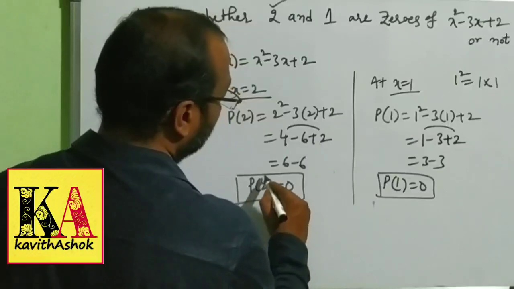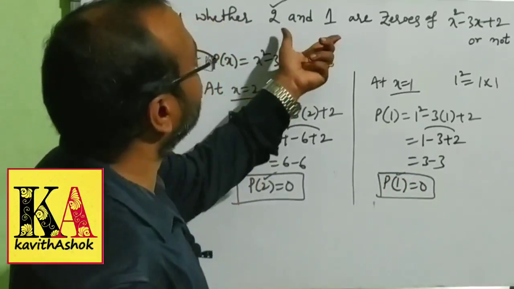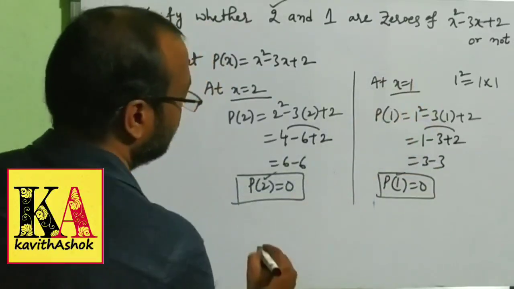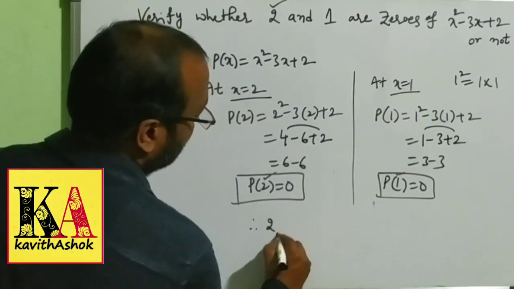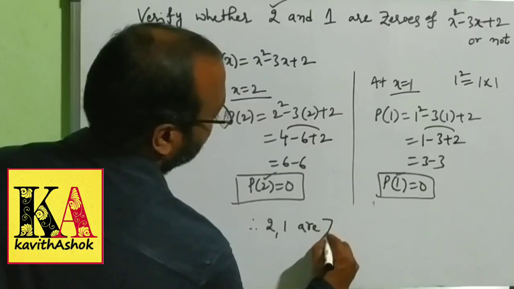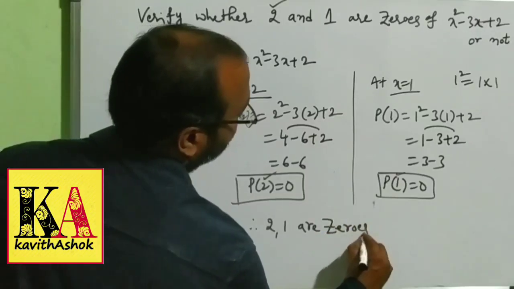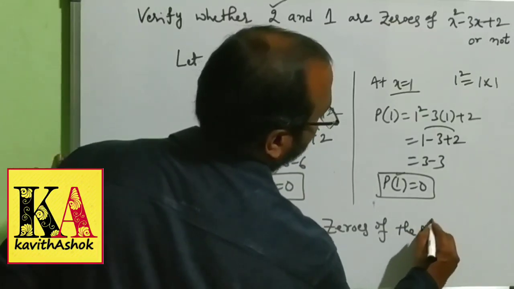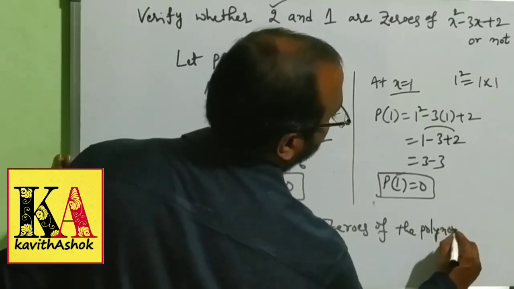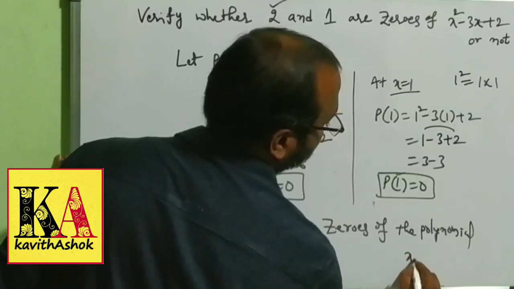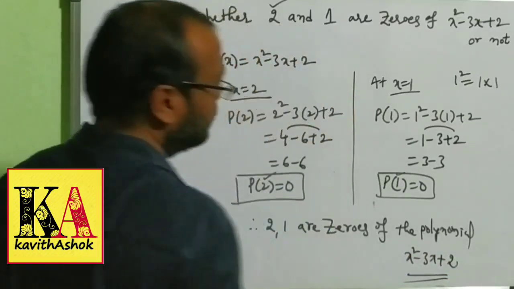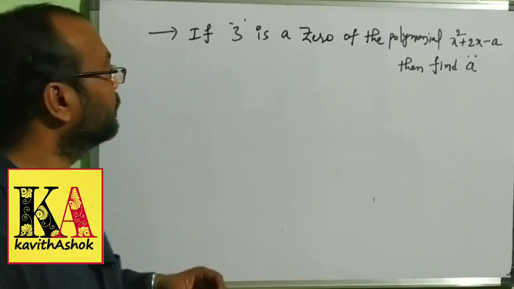By substituting both 2 as well as 1, we got the answer 0, 0. So therefore 2 comma 1 are zeros of the polynomial x square minus 3x plus 2. This is just verification, right?